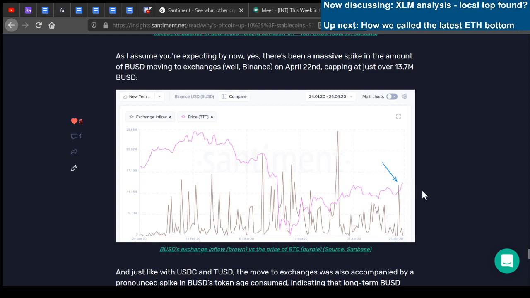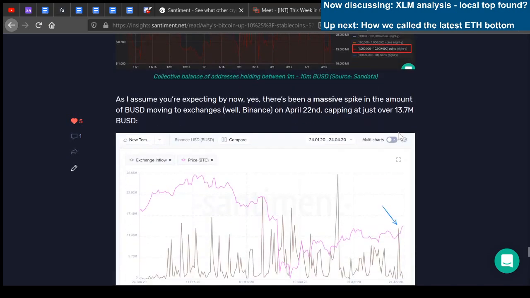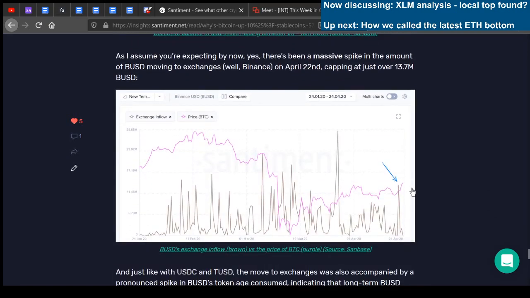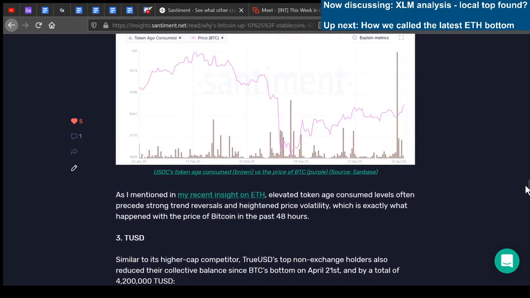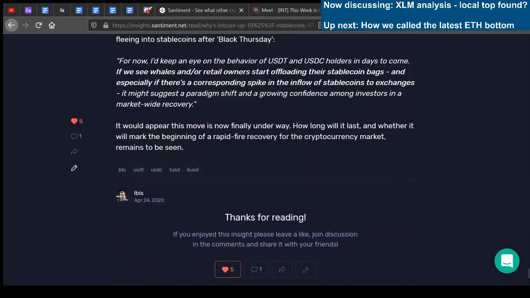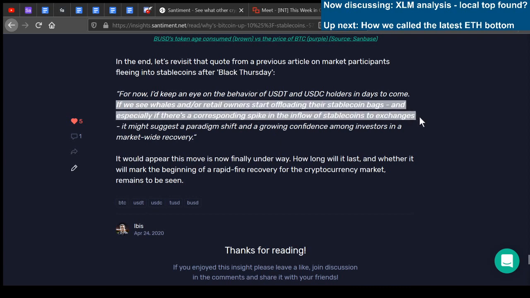So all of the biggest stablecoins have shown the same pattern over the last couple of days as Bitcoin started rising. That pattern is big stablecoin holders are now moving their coins to other addresses. And it's very likely that a lot of them have been moving those coins to exchanges because pretty much every stablecoin has had a correlating spike in the exchange inflow. So that's why I ended this article by saying it seems like our prediction has once again come true.